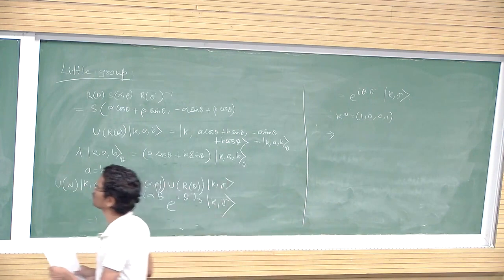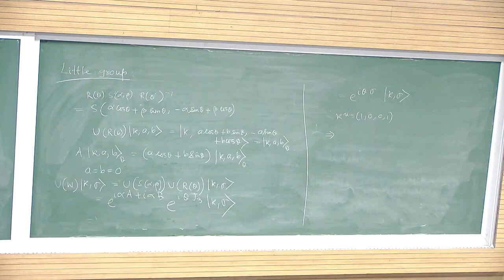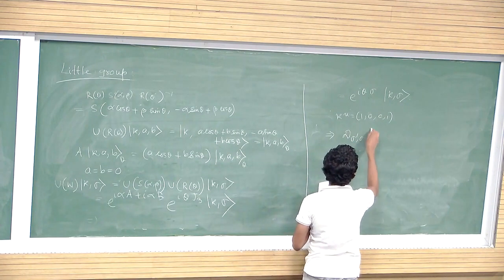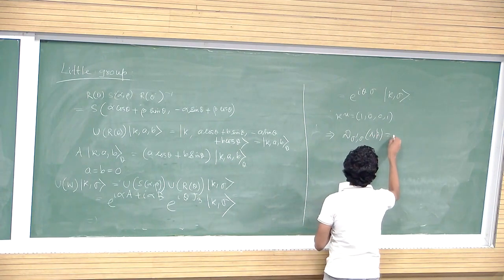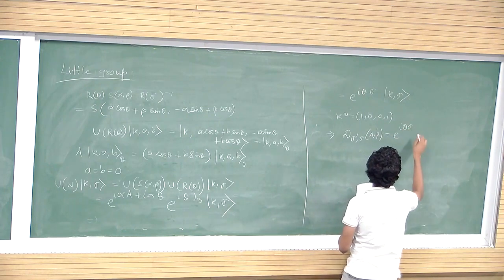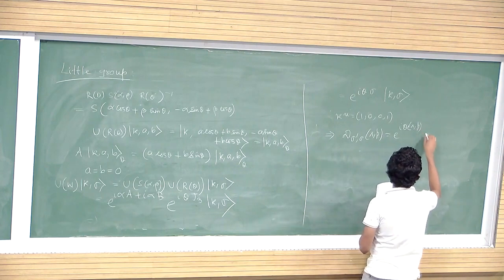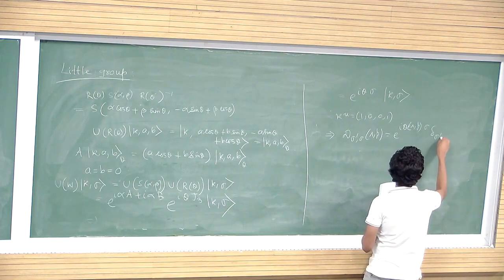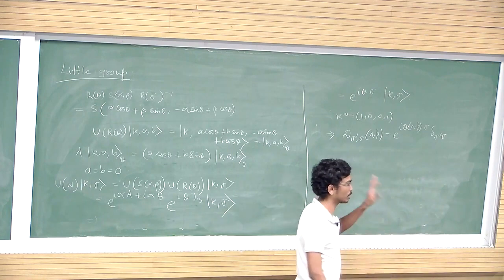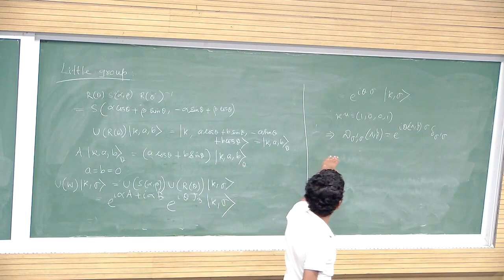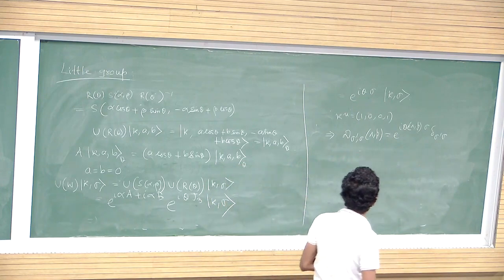But if you see, I have written this U of W acting on k sigma as some matrix representation D sigma prime sigma, and this D sigma prime sigma I have found like this, e to the i theta sigma delta sigma prime sigma. This theta can actually depend on lambda and p. I think this is what Chandramouli was talking about.